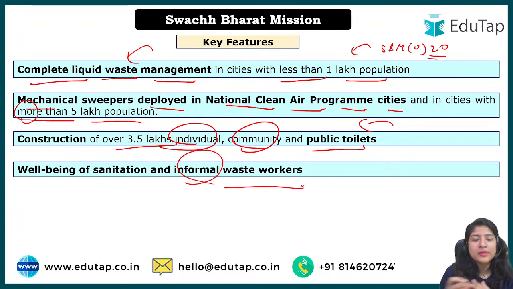Next is well-being of sanitation and informal waste workers. Okay, so informal waste workers means, again we are talking about the laborers only who are engaged in it. We also have to take care of their well-being, because currently these mechanical sweepers will be deployed to the areas with more than 5 lakh population, right? But below that there will still be laborers that will be involved, but we have to keep all the focus on these informal waste workers, that they are properly equipped with all the equipment and sanitation facilities, and they are not in direct contact with all the waste material.